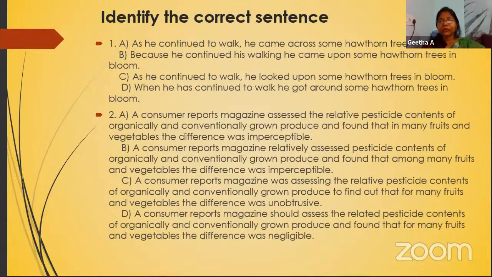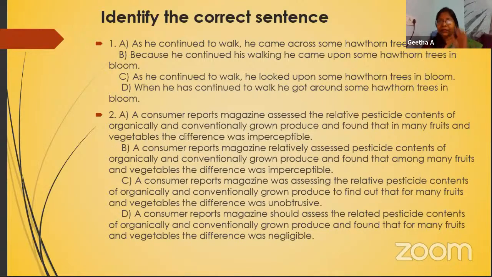Doesn't make sense, to find out that for many fruits. So that is also not right. No, it doesn't work. When you see the last one also, it says a Consumer Reports magazine should assess the relative pesticide contents of organically and conventionally grown produce and found that for many fruits and vegetables, the difference was negligible. How will it come? Should assess and found, that is also not correct, right?